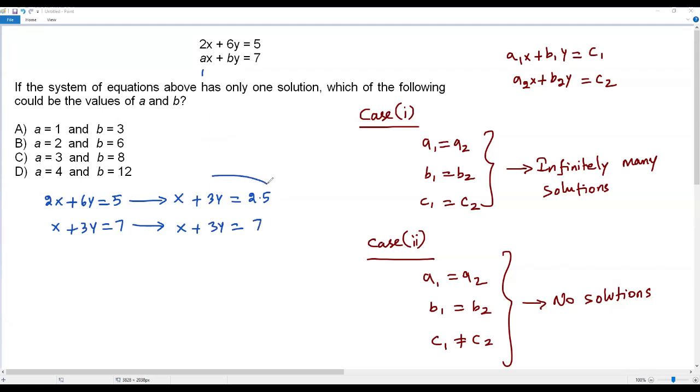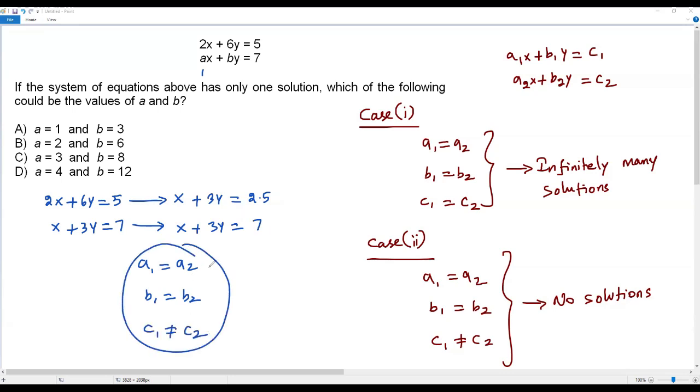Here when I look at the system, the coefficient of x is 1 in the first equation. In the second equation also, the coefficient of x is 1. The coefficients of x are same, that is a1 equals to a2. And the coefficients of y are also same, that is b1 equals to b2. But the constant terms on the right side are not same, that is c1 is not equal to c2. So it comes under case 2.